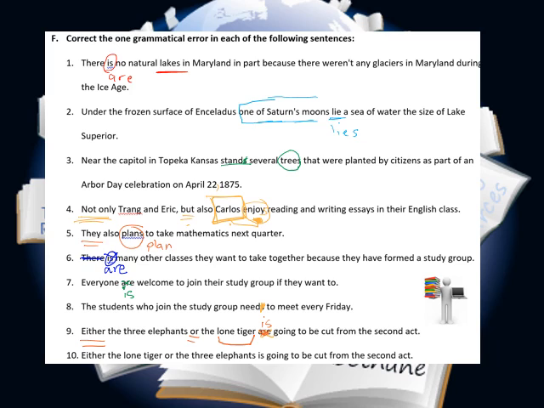Either the lone tiger or the three elephants are going to be cut from the second act. So here we have the same sentence, but we put the three elephants last, closer to the verb, so we must change is to are. Very good.